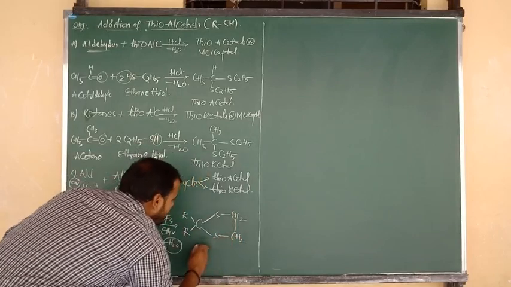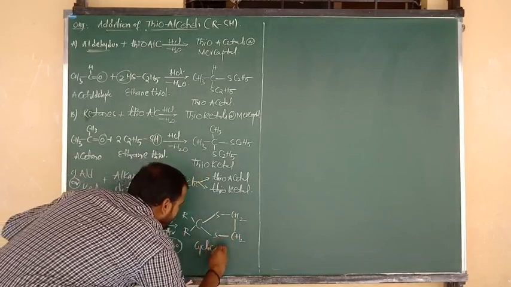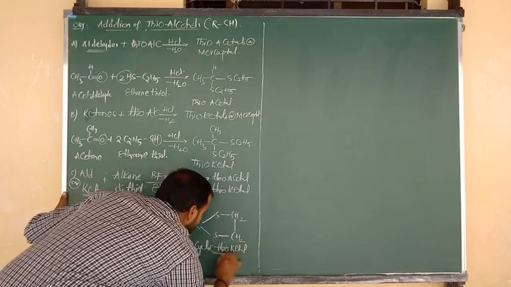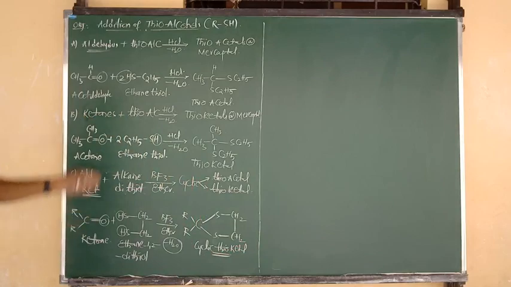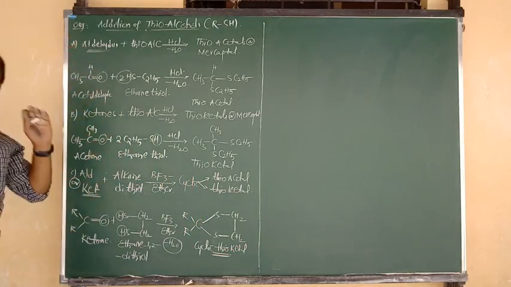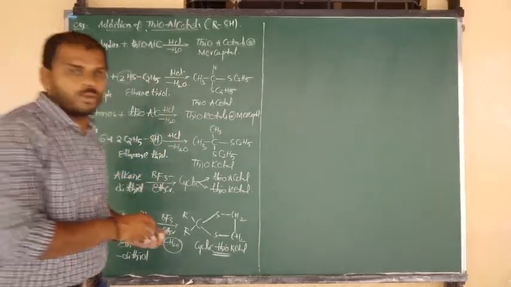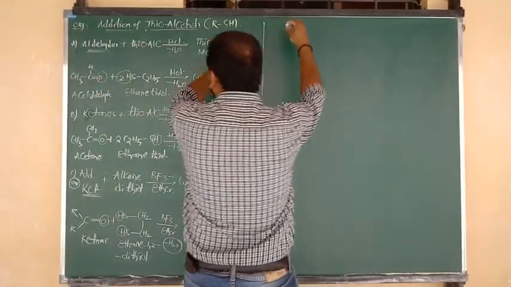What is the name of this product? Cyclic thioketal. All these three reactions are very important from an objective point of view, only for objective, these three reactions. Another objective property is there.